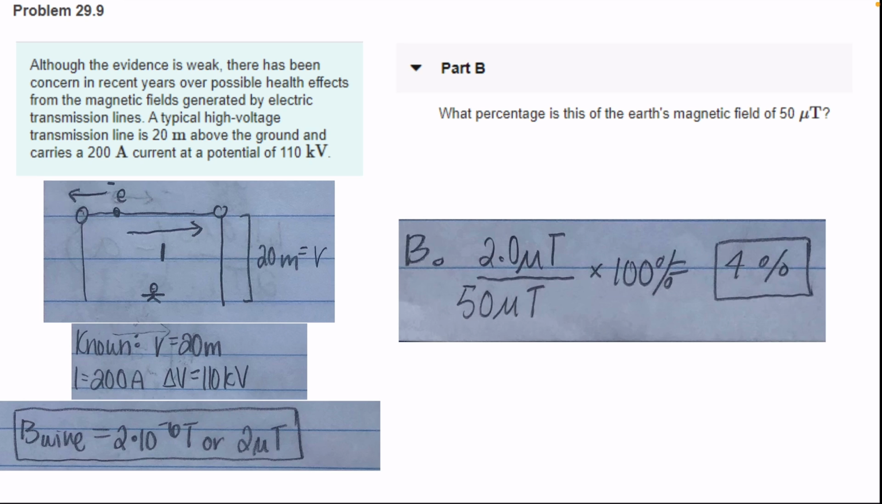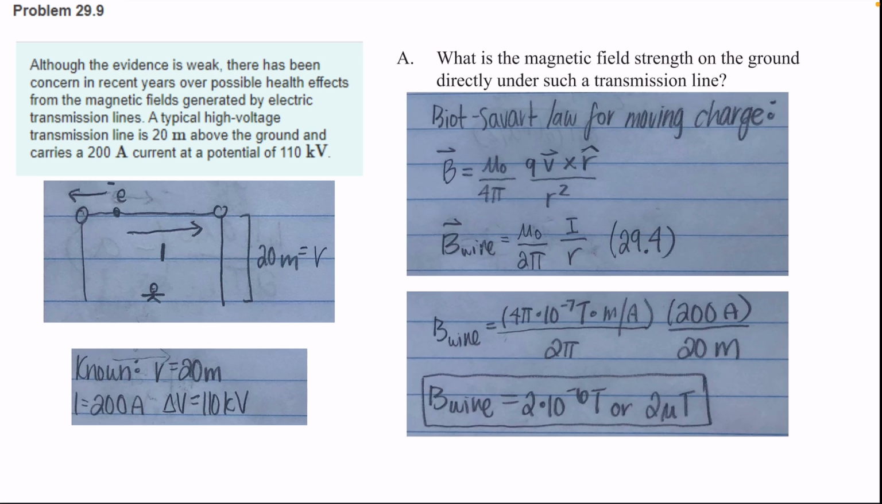That's pretty much it, though. I think this problem is pretty simple, as long as you know that initial equation. It's not impossible to derive it from the Biot-Savart law, but it definitely takes some calculus, so it's helpful to just know that equation. But other than that, I think that's pretty much it.